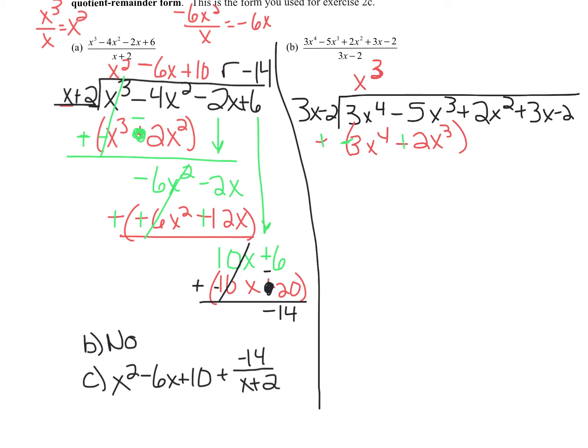Positive, negative, positive. Cancels as expected. And we're going to get, negative 5x cubed plus 2x cubed is negative 3x cubed. And we're going to bring down the next term. So that's plus 2x squared. And then our process repeats. So 3x goes into negative 3x cubed negative x squared times. Multiply it out, 3x times negative x squared is negative 3x cubed. Negative 2 times negative x squared is positive 2x squared.